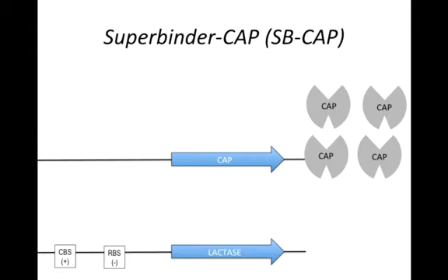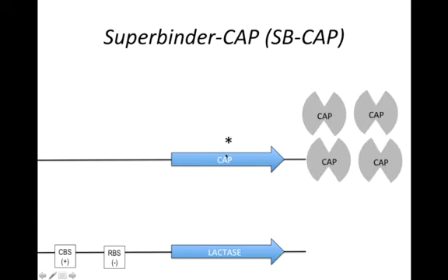Okay, so now here's an interesting one, and this actually exists. This is observed in different strains of E. coli, which is the super binding CAP. Now instead of a normal CAP, we have a mutation in the CAP gene that produces a CAP protein with a different conformation. And you can see this conformation has the open binding site even in the absence of cyclic AMP. So it's going to bind whether or not there's cyclic AMP. Okay, so this is different.